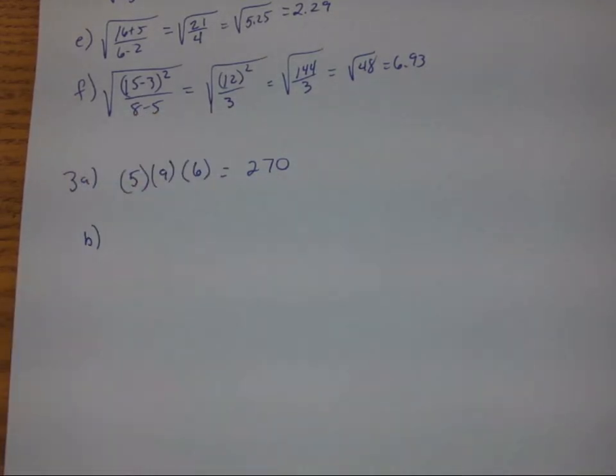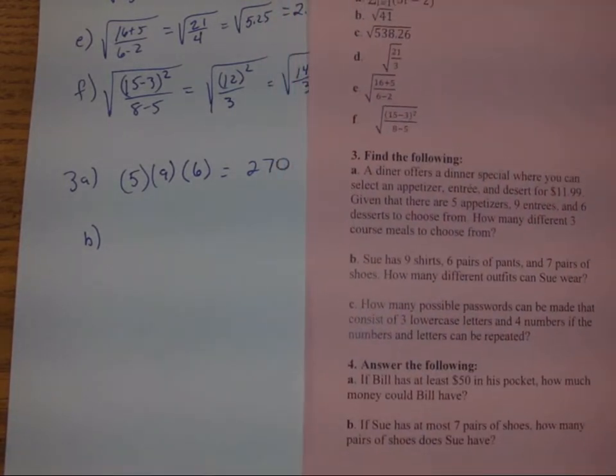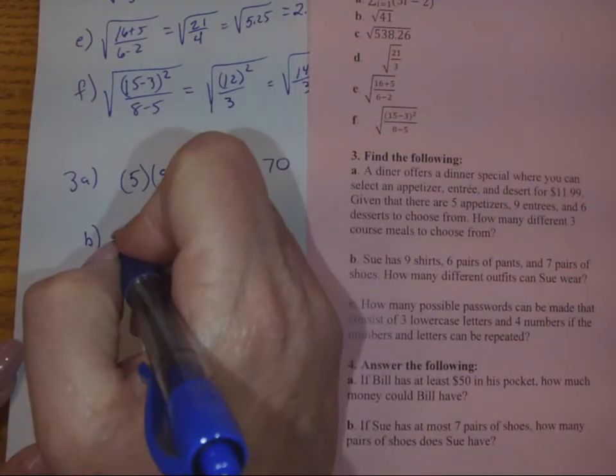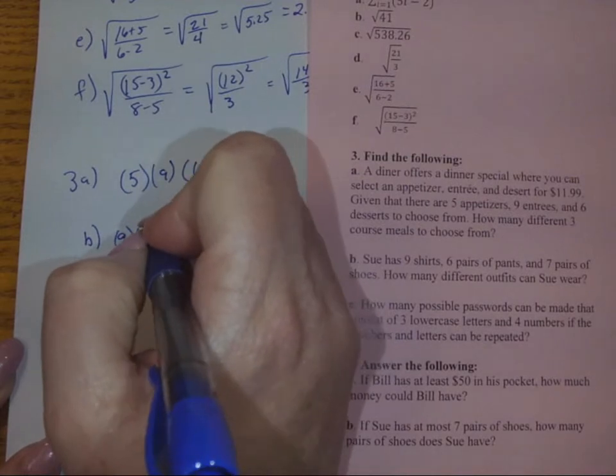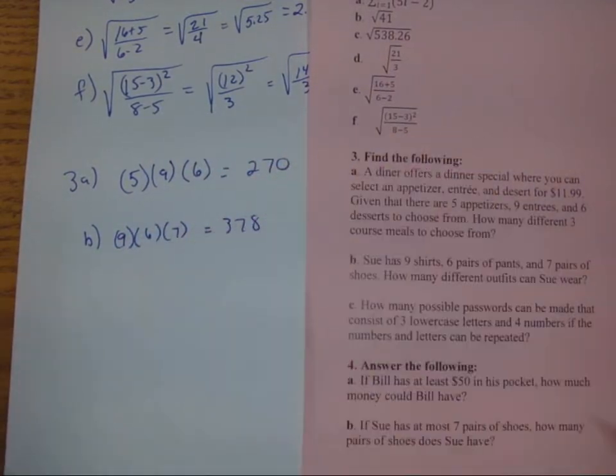All right, so Sue has 9 shirts. She has 6 pairs of pants and 7 pairs of shoes. How many different outfits can she wear? So we're going to take 9 times 6 times 7, and that'll get us 378. She may only change her shoes, but she still has 378 different ways that she could wear her clothes.